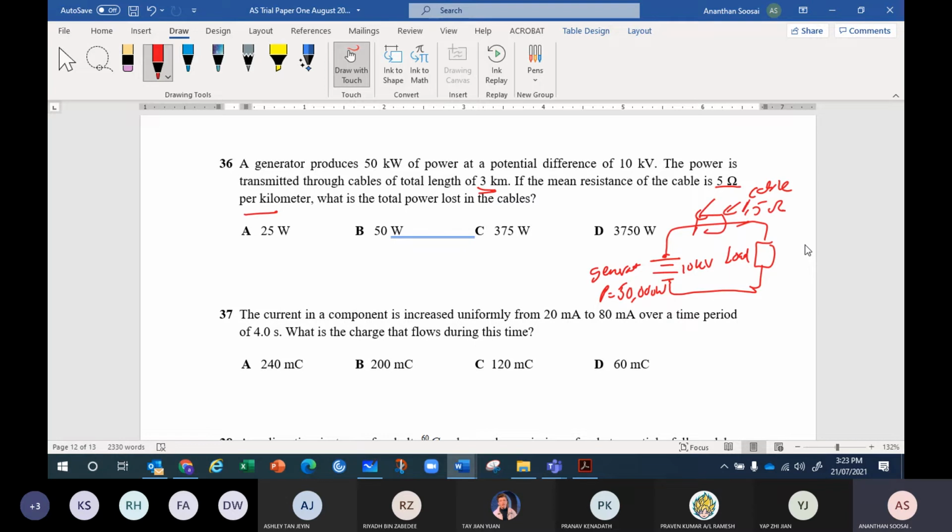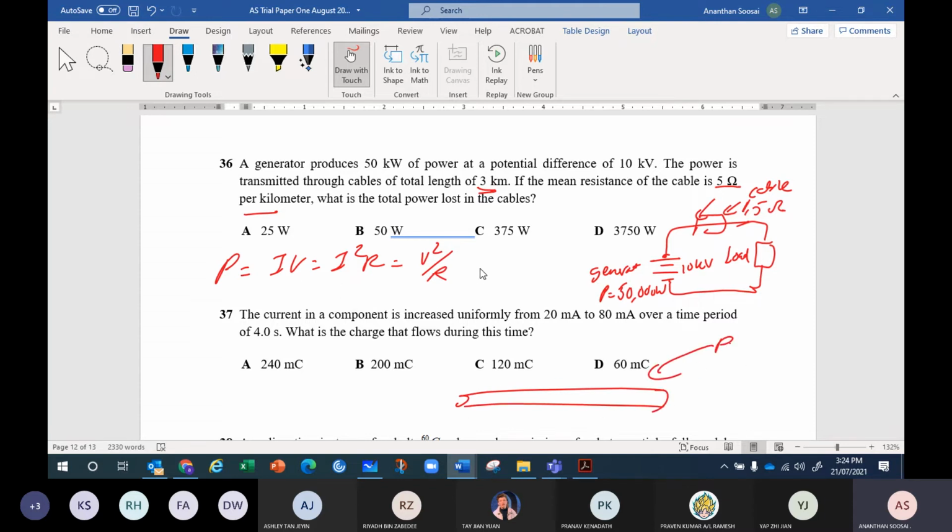Okay, now the question is, what is the power loss in the cable? So for power loss, of course, we've got 3 formulas: P equals IV, I squared R, and V squared over R. So you have a cable and you want to know the power loss in this cable. These are the 3 formulas. But which formula is suitable for this question? Which information do you know? You know I, R, V. If you know any 2 of these about the cable, you can use that formula.